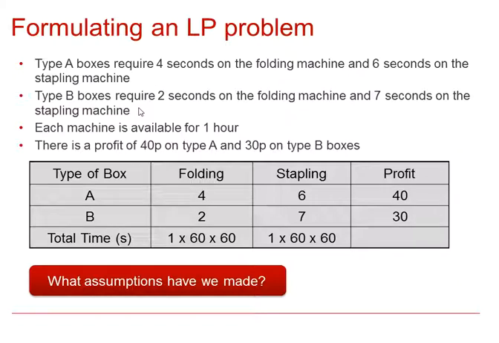The second statement populates the second row, with type B requiring 2 seconds on the folding and 7 seconds on the stapling. We can see that the fact that each machine is available for 1 hour has been written in seconds here. It's quite important to always check the time units. And then there is another column for the profit. This is given in pence, in accordance with that last statement.